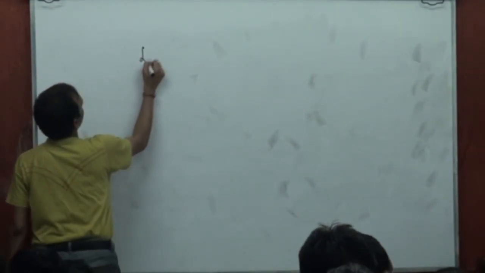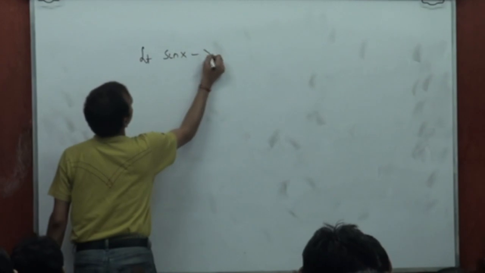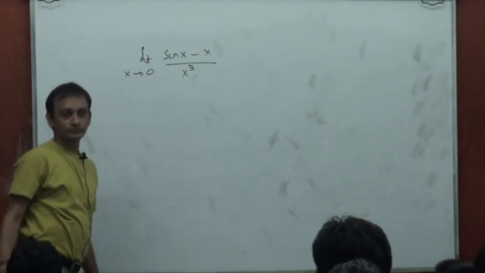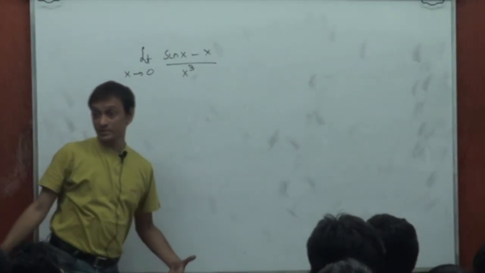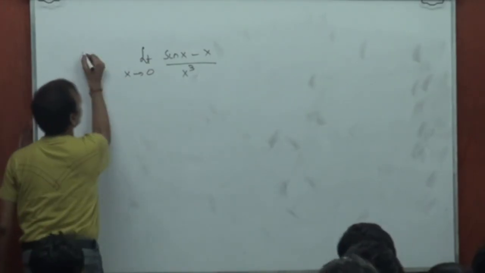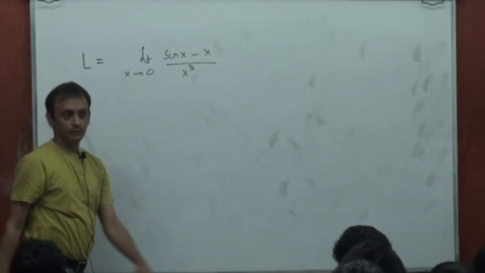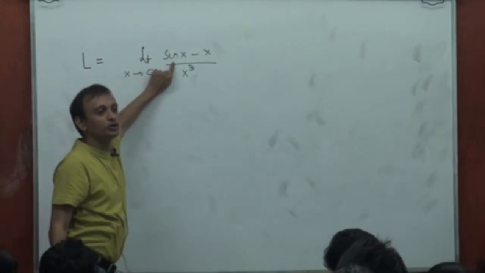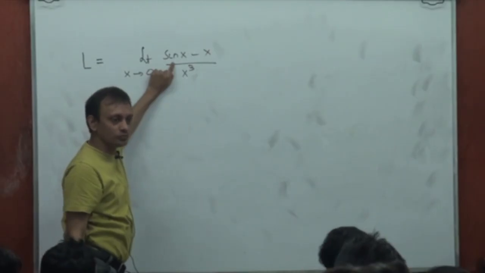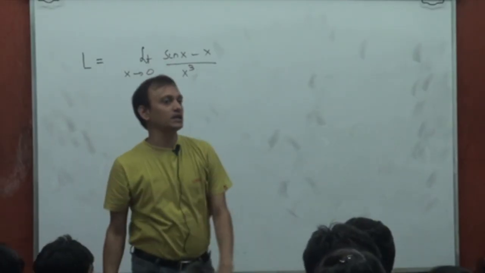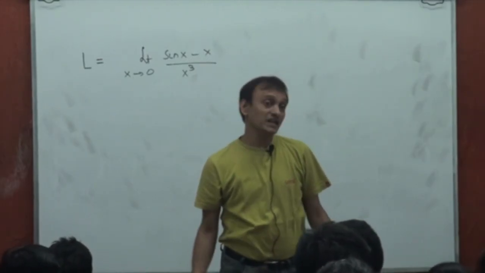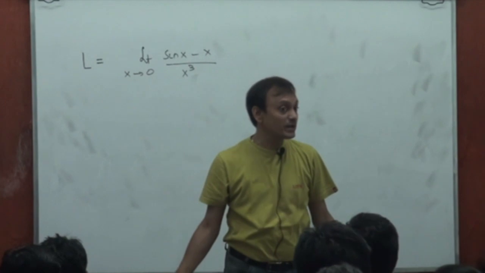Let me take the limit of (sin x minus x) by x cube as x tends to 0. We've already solved this using L'Hospital, right? Let me give you another approach to the same limit. Call it L. If there was a sine cubed in the numerator, that would have done good to us, right? I can bring in a sine cube because sin theta is 3 sin(theta by 3) minus 4 sine cubed (theta by 3). Yes or no?